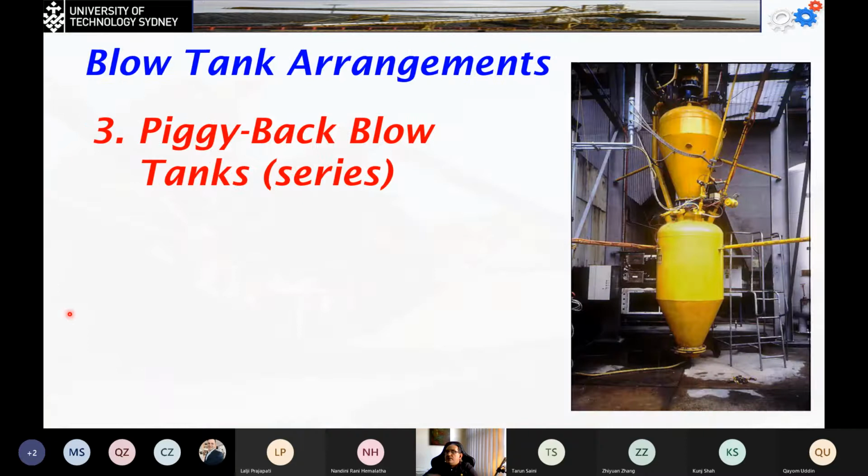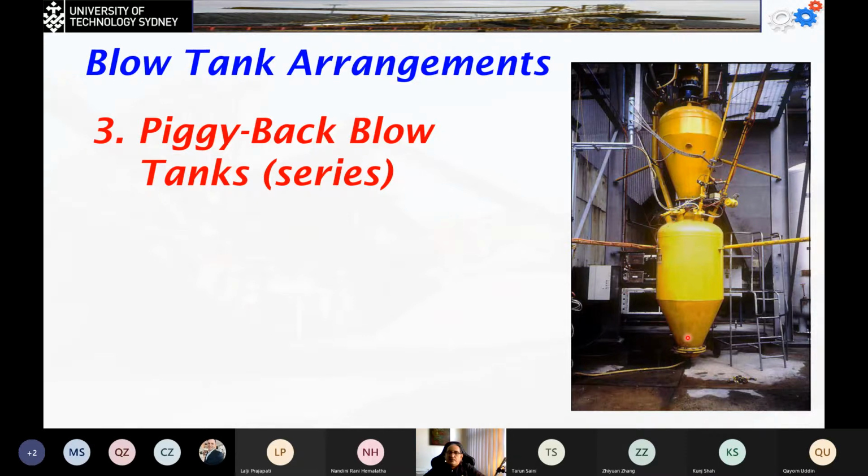Okay, so the other application is going to be the piggyback, or what we call the series type. Now, what we're doing here is that we're going to have an intermediate tank. This tank is going to be connected to the silo or the hopper. It's going to be filled. This one is pressurized and feeding the operation.